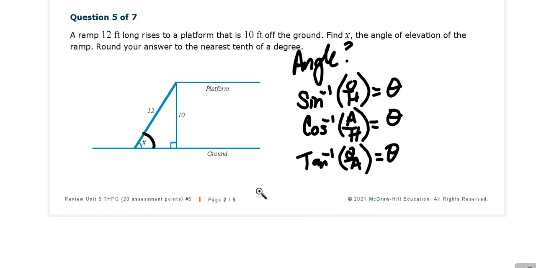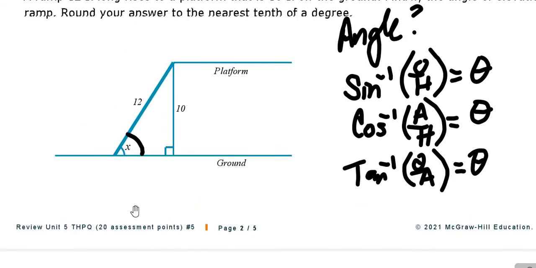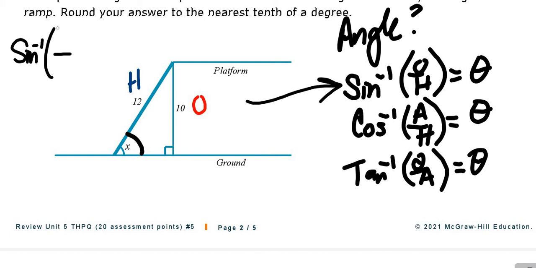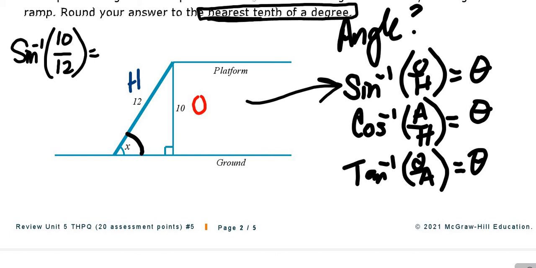So looking at something like this, from that angle x, this would be the opposite, this would be the hypo. That's an OH combo. So you're going to use inverse sine, opposite 10 over your hypo 12. And it wants you to round to the nearest tenth of a degree.